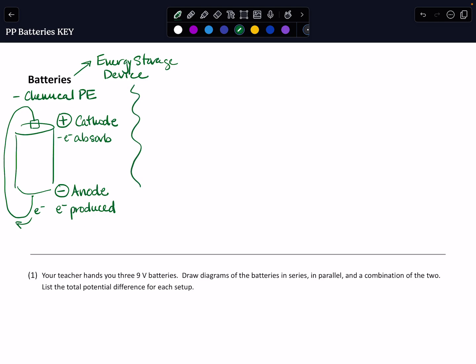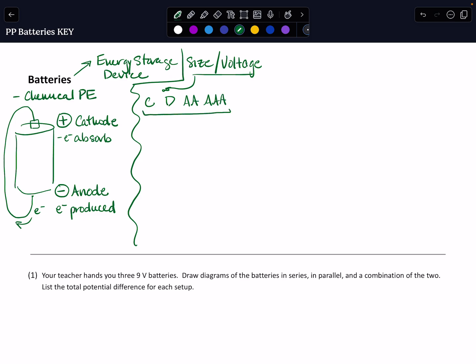Now, how do we designate batteries? We really talk about batteries in two ways. We talk about their size, and then we talk about their potential difference, or their voltage. Size is pretty straightforward. We've got Cs, we've got Ds, we've got double As, we've got triple As. And these are all the same voltage. So if I hooked each one of these batteries up to a light bulb, then the light bulb would shine at the exact same brightness for each one, because each provides the exact same potential difference.